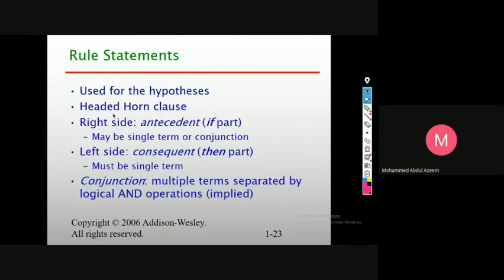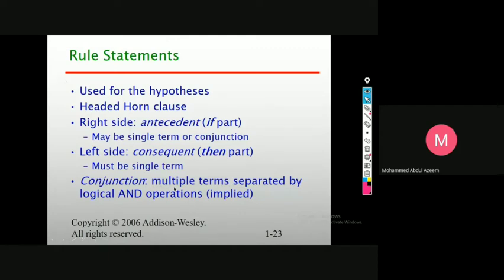Now coming to rules. Rules are going to be set in order to prove the theorems. Fine. You start with the hypothesis. You will have headed Horn clauses. The headed Horn clauses will have a right side and a left side. The right side we call the antecedent, which is nothing but the if part. It could sometimes be a single term or a conjunction of more than one. And the left side you will have the consequent, which is said to be the then part. It must be a single term here, right? Or it can be a conjunction, or it could be a disjunction, right?